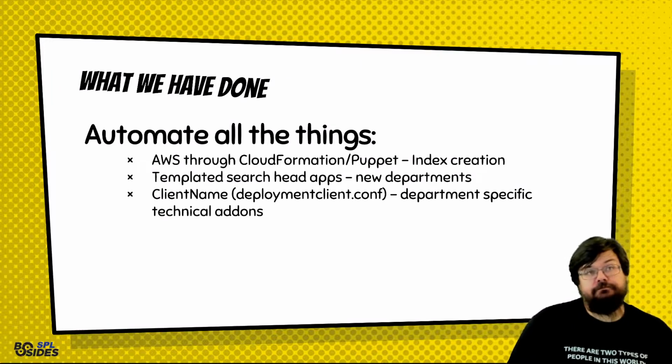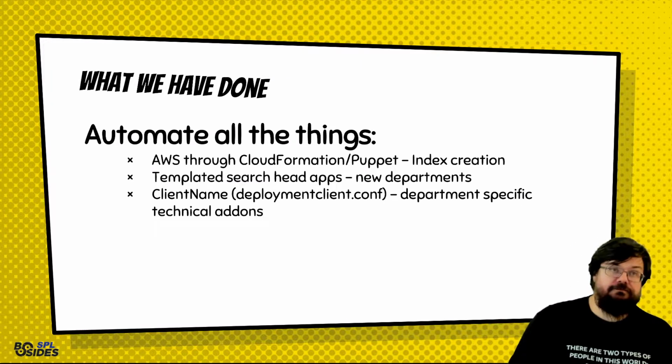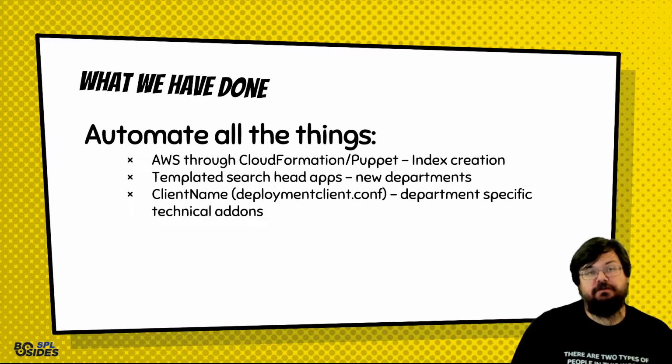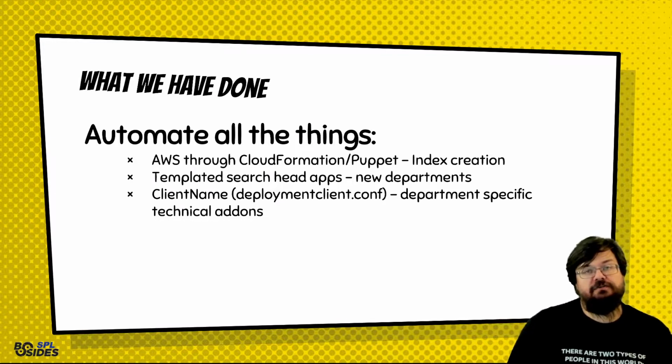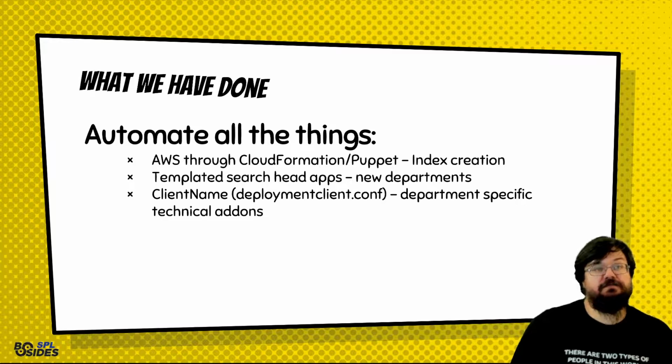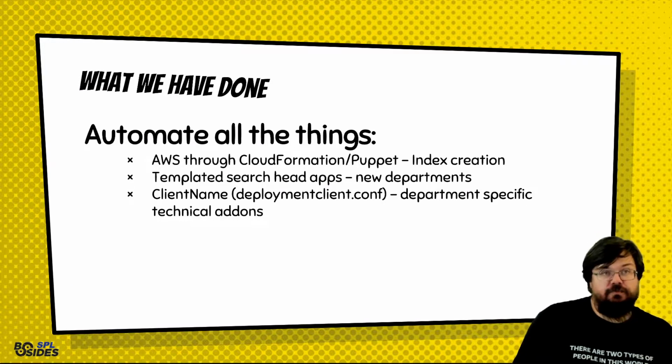What have we done? Well, we automate all the things. We're heavily invested in AWS. We have used CloudFormation and Puppet. Basically, it allows us to automatically create indexes in our Splunk environment when we build new CloudFormation, when our departments deploy new application stacks. So this is a hands-off approach for us for Splunk, so everybody gets onboarded.